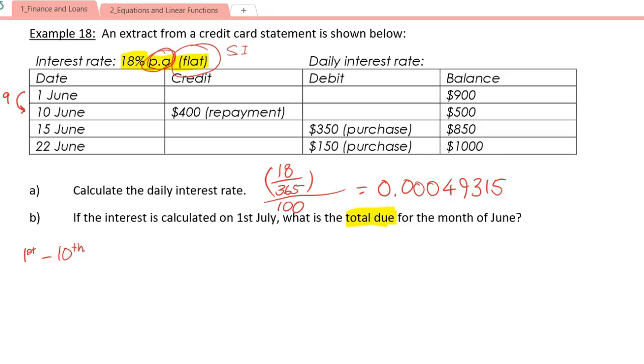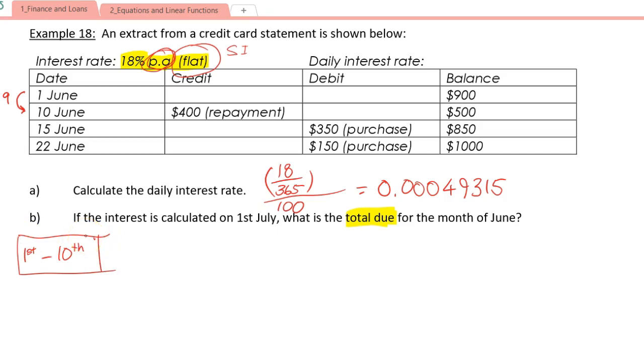This is going to be a fairly long question with a fair bit of working. This is not likely to be an exam question because it requires you to do so many similar calculations, but nonetheless, you never know. So from the 1st till the 10th, what's this going to look like?